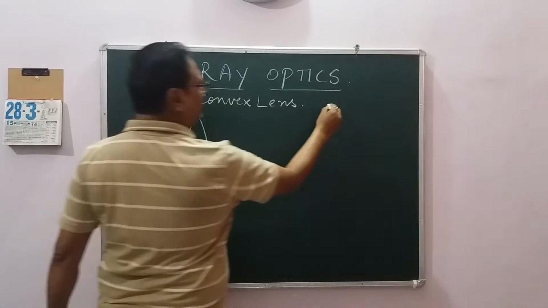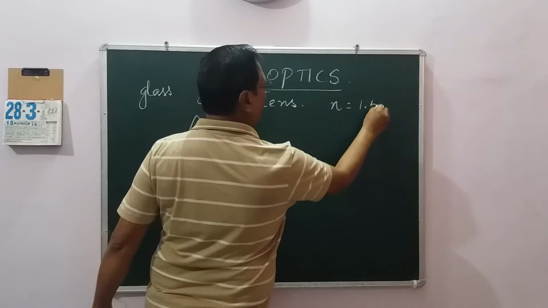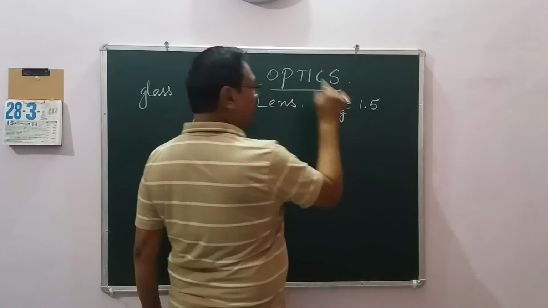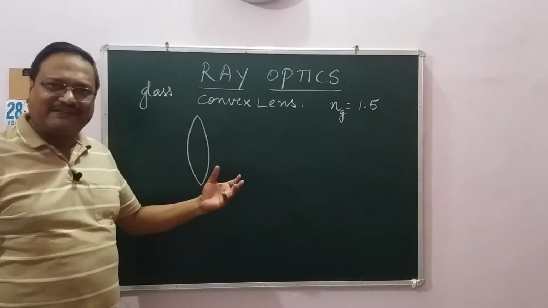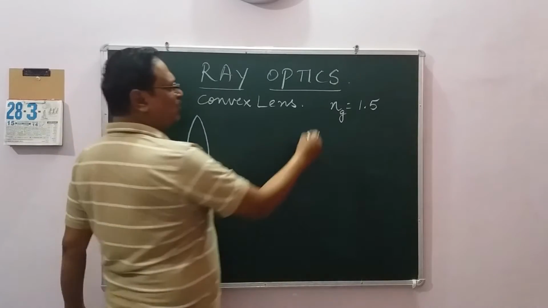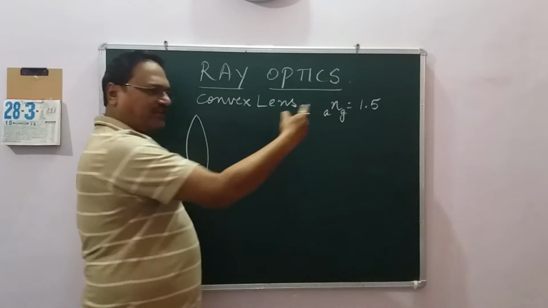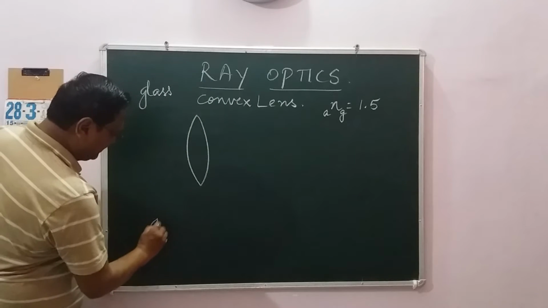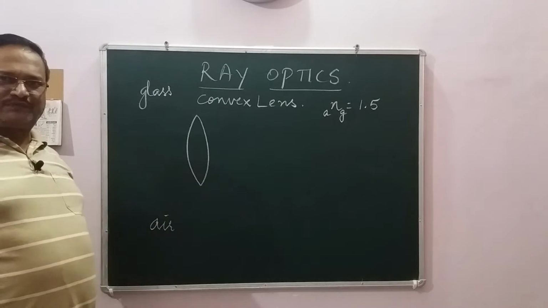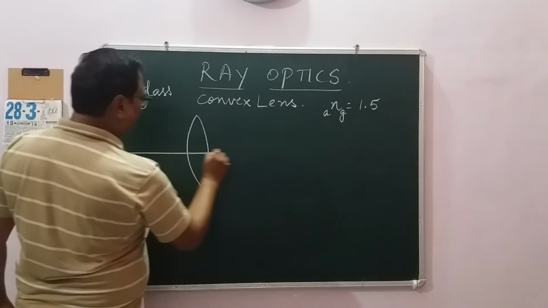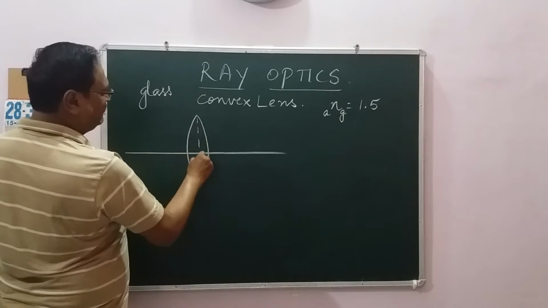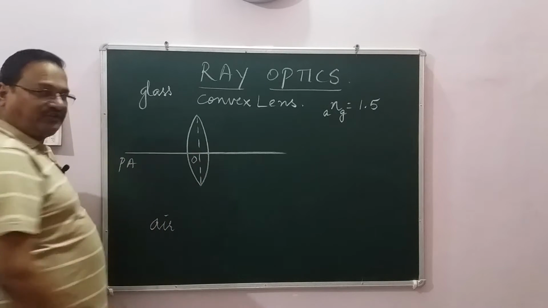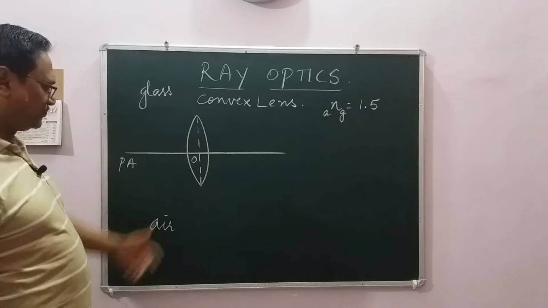Now what is the refractive index of glass? It is normally 1.5. When we say refractive index of glass, it is with respect to air, which we do not mention in general. So in the surrounding, we say air is present. So then what will happen? Take a ray parallel to the principal axis, and the ray passing through the optical center.